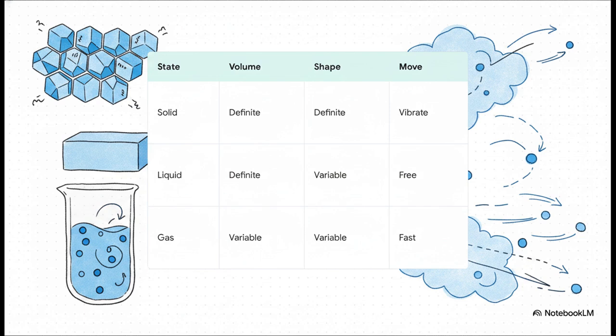Now, in a liquid, the volume stays definite, but the shape becomes completely variable, adapting to whatever container you pour it into since the particles are free to slide around each other. And then in a gas, like water vapor, both volume and shape are variable. Those particles are just zipping around at incredibly high speeds.